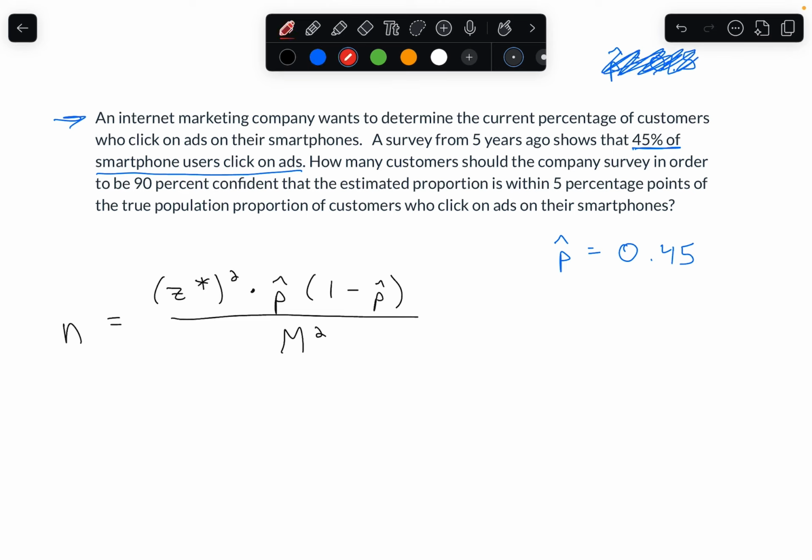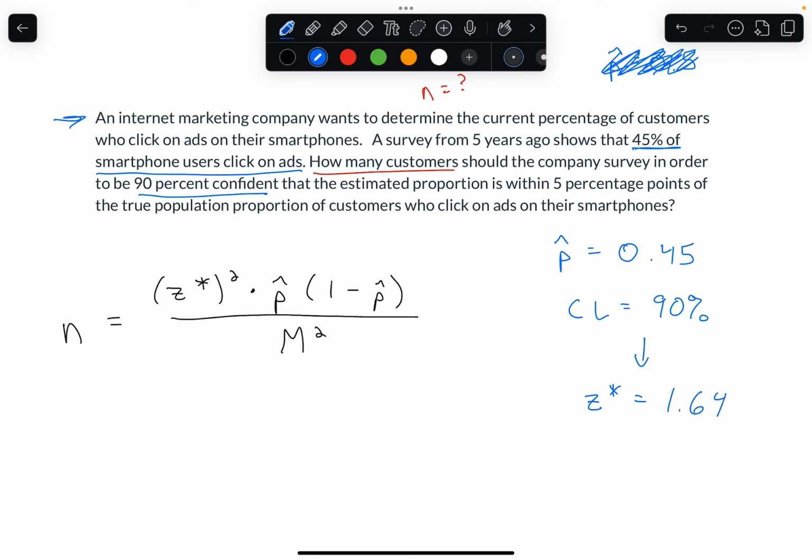Getting back to our problem, how many customers? So first of all, how many customers means what is n? That's what I'm going to try and solve for here. I know that I'm using this formula. How many customers should the company survey in order to be 90% confident? So pause for a second. My confidence level is 90%. That's really important because that's going to tell me my Z star. I have to know my confidence level if I'm going to know my Z star. So the Z star corresponding to a 90% confidence level is 1.64.